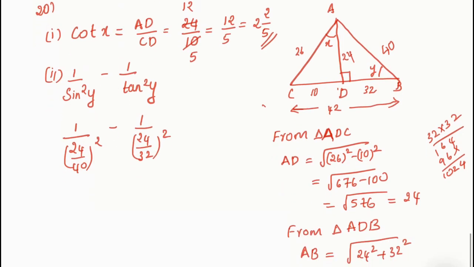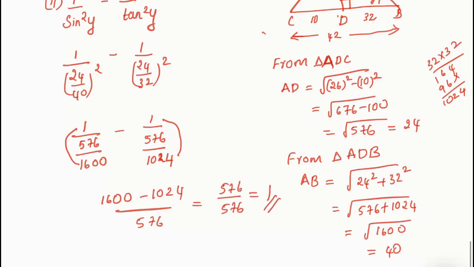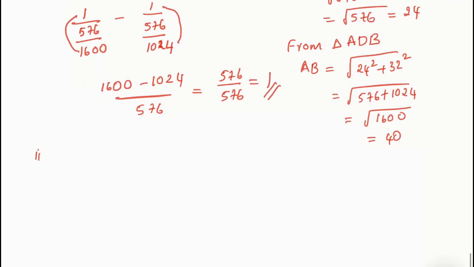So what do you get here? 1 by 24 square is 576 by 1600 minus 1 by 576 by 32 is 1024. Taking this upwards and this also, what do you get? 1600 minus 1024 by 576. If you subtract them, you get 576 by 576, which is equal to 1.